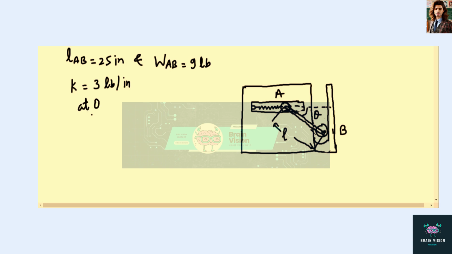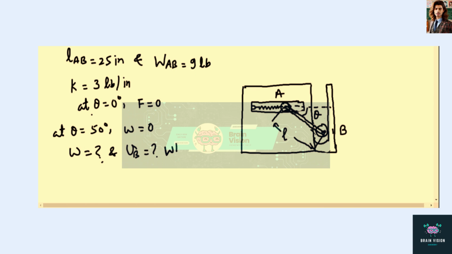So at theta equal to 0, tension in the spring is 0. That is force, you may say. Don't get confused with kinetic energy. If the rod is released from rest at theta equal to 50 degree, it is at rest. We have to calculate angular velocity of rod and velocity of B point when theta is 0 degree.